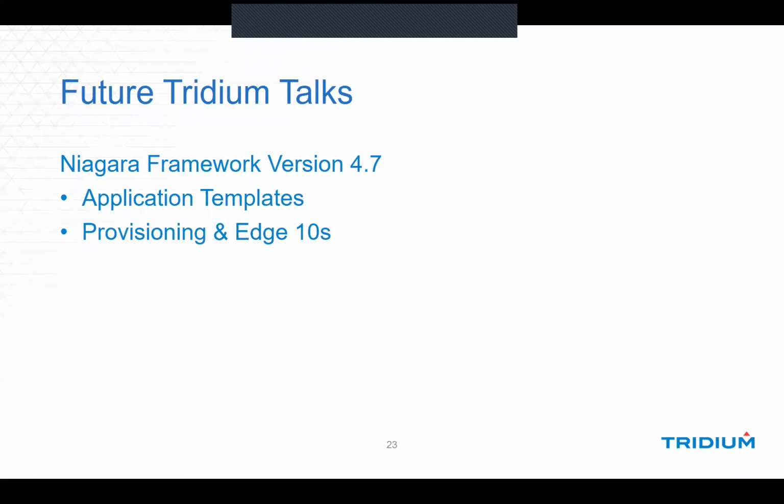Let's see, I see a maybe unrelated question: how did you get the icons on the hierarchy queries? Those things you were looking at are just Niagara folders, and I used an icon folder to do that and just assign the icons. Yes, we do allow you to run a provisioning service on a JACE 8000.